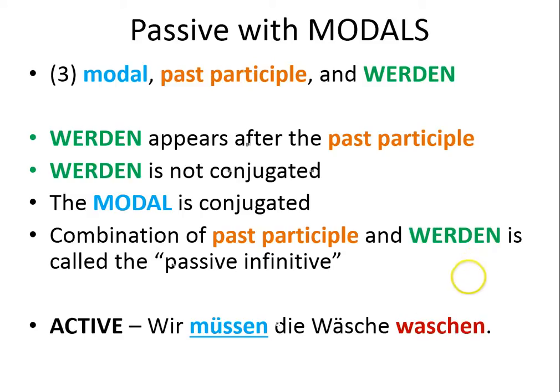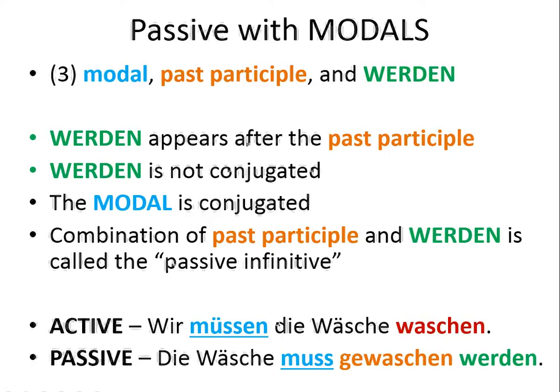So, active voice, we have to wash the clothes. Wir müssen die Wäsche waschen. If we wanted to say the clothes must be washed, or the laundry must be washed, die Wäsche muss gewaschen, so past participle of waschen, and then werden in its infinitive form. Die Wäsche muss gewaschen werden.